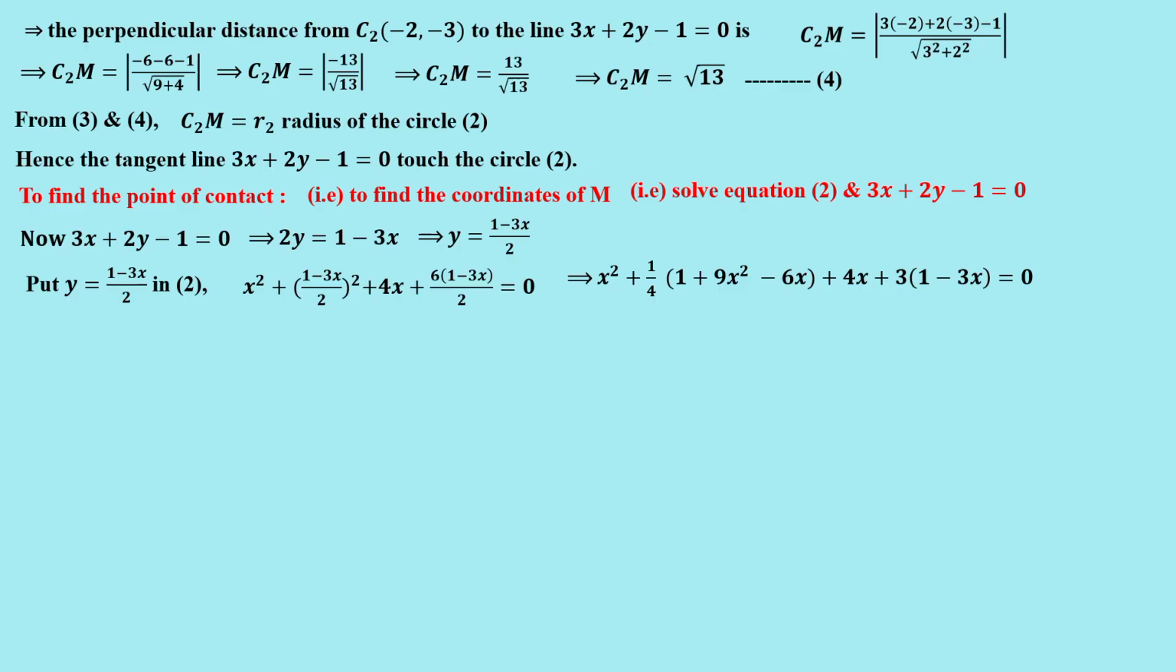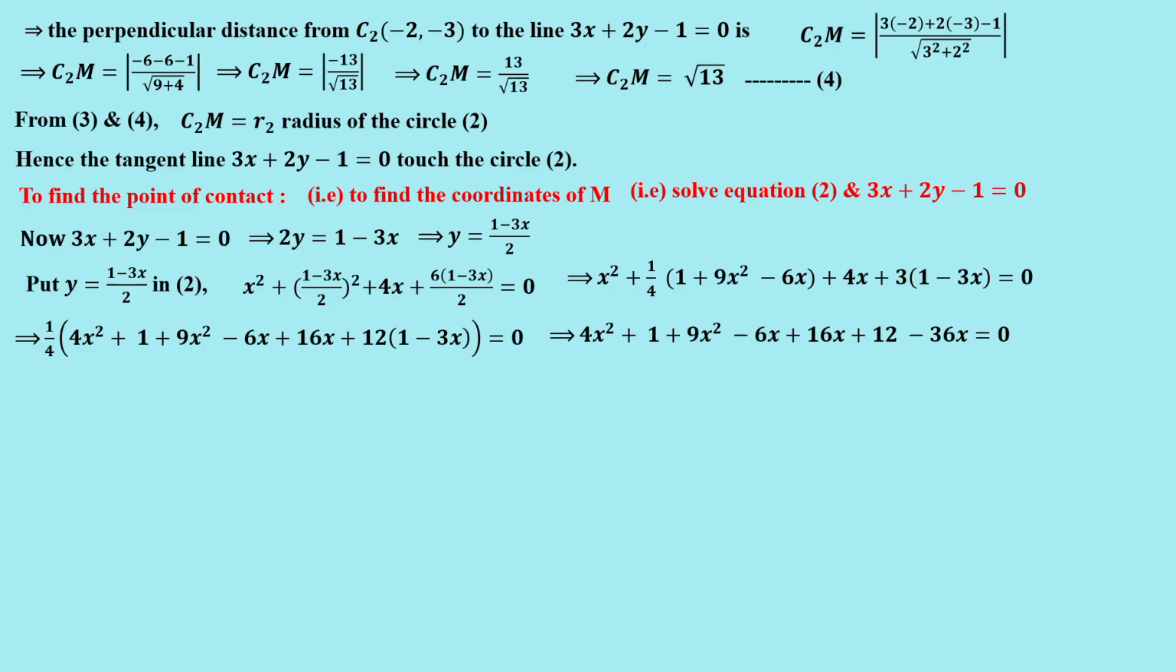So x square plus 1/4, using the (a - b) whole square formula, (1 plus 9x square minus 6x), plus 4x plus 6 by 2, you will get 3 into 1, 3, minus 3 into 3, so minus 9x equal to 0. Now, taking the LCM, 4 is the LCM. So 4x square plus 1 plus 9x square minus 6x, multiplying with 4, 4 into 4, 16x, plus multiplying with 4, 4 into 3, 12 into (1 minus 3x).